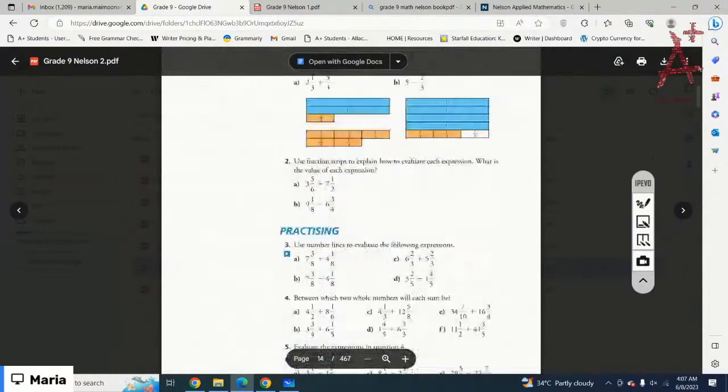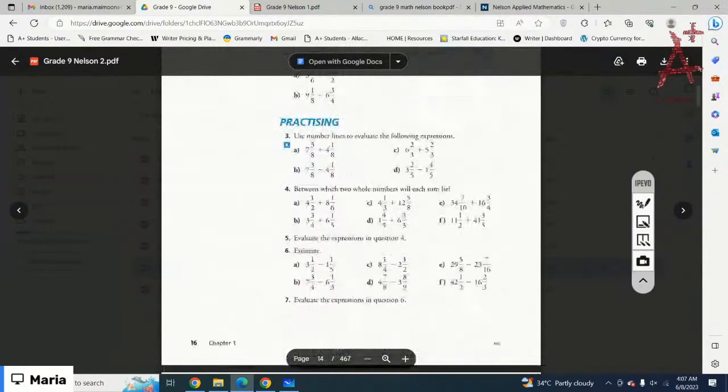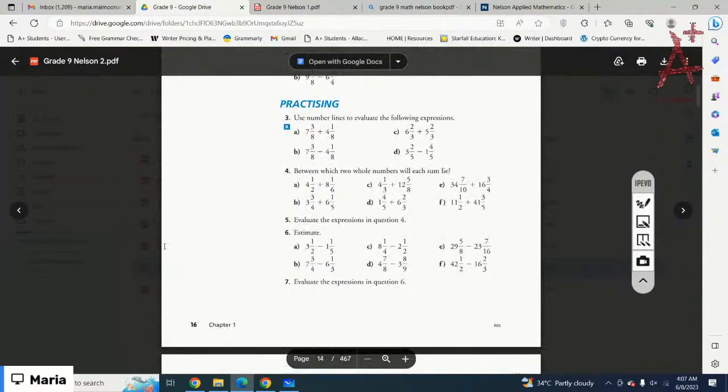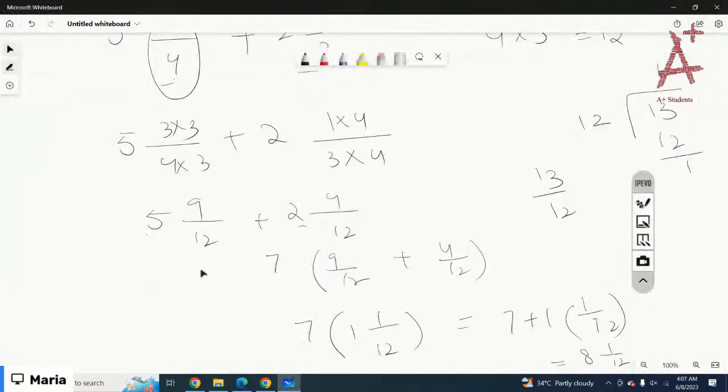Okay, here we are on the practice questions. Okay, let's just start with 7 whole 3 over 8 plus 4 whole 1 over 8. They have the same denominators. Got it?